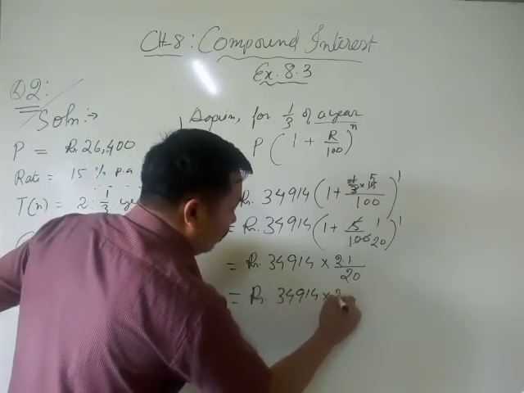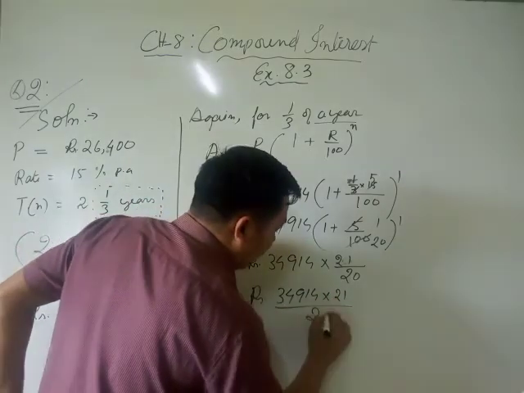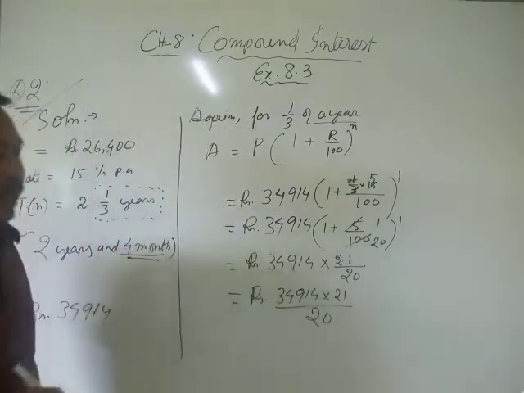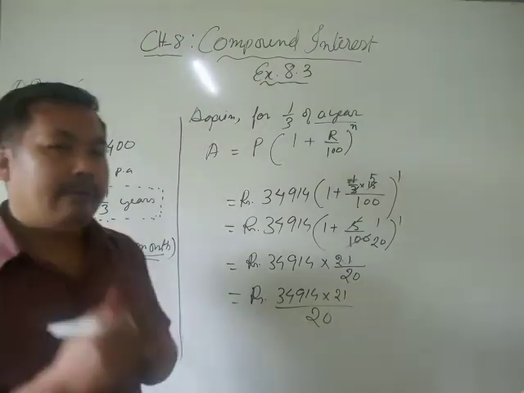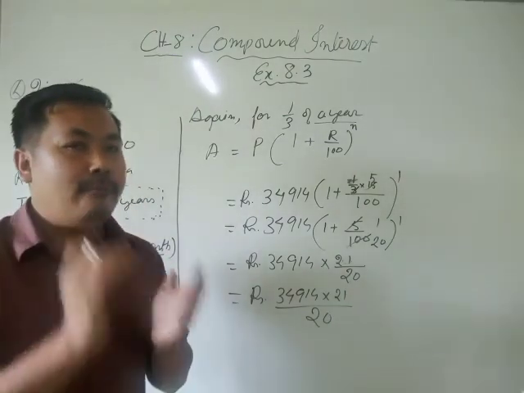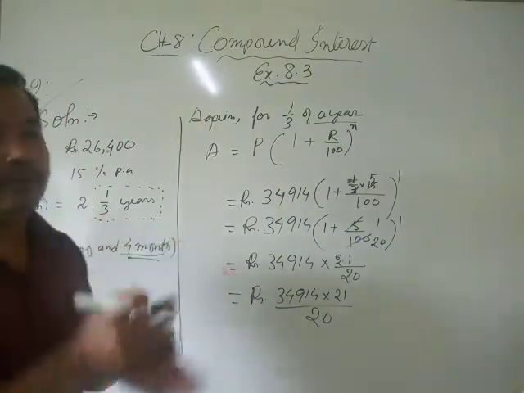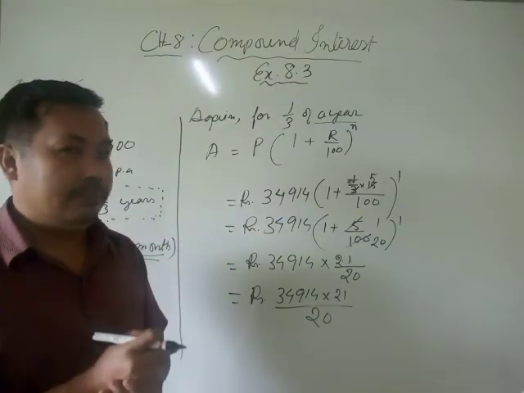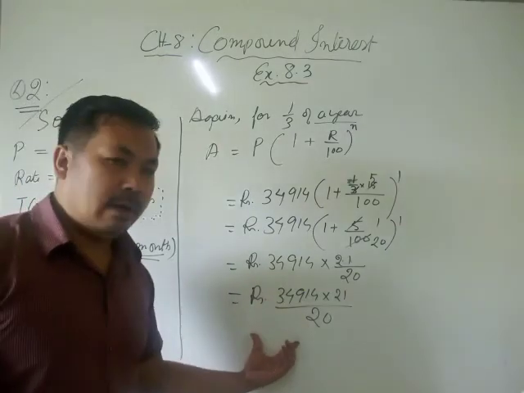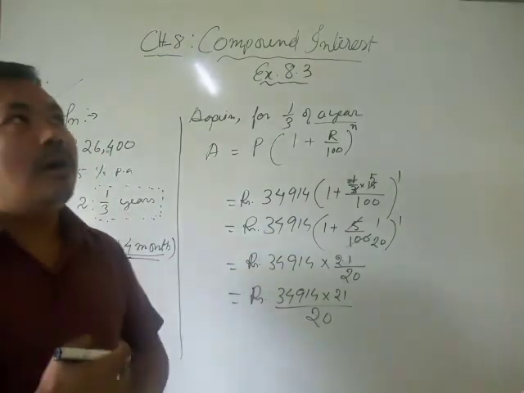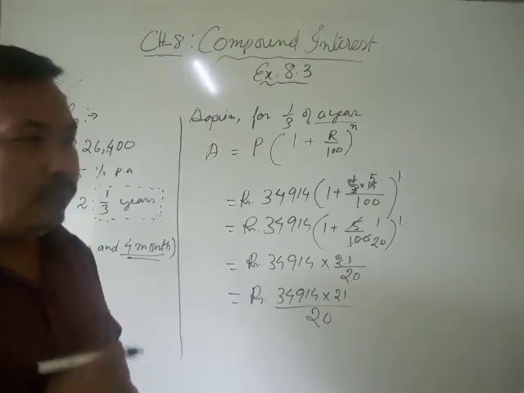So now finally we multiply 34,914 into 21 and divide by 20. Then you get the final amount after 2 years and 4 months. From there, you can find out the compound interest. The interest is the amount minus the principal. So we get the final amount, and from there we subtract the principal. Then we'll get the compound interest.